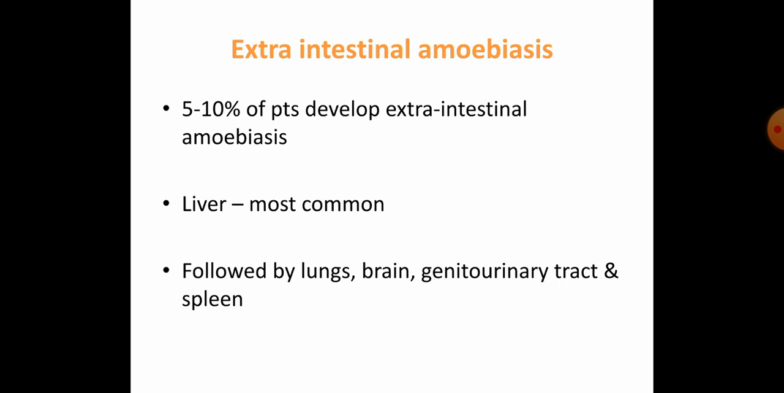Coming to extra-intestinal amoebiasis, the title itself says extra-intestinal, something which is outside the intestine. So amoebiasis set up in these regions is referred to as such. It is seen in about 5 to 10% of patients. The liver is the most common organ affected. The trophozoites can also travel to other organs such as the lungs, brain, the genitourinary tract, and also the spleen.